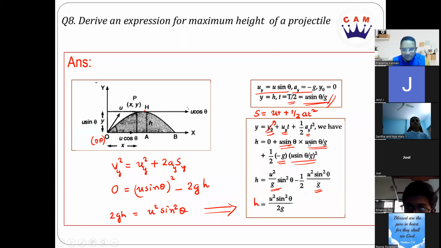Is it clear? Yes, sir. You may do it either way, you'll be awarded marks. Clear? Any doubts? No, sir. I'll give you a minute to take it down.